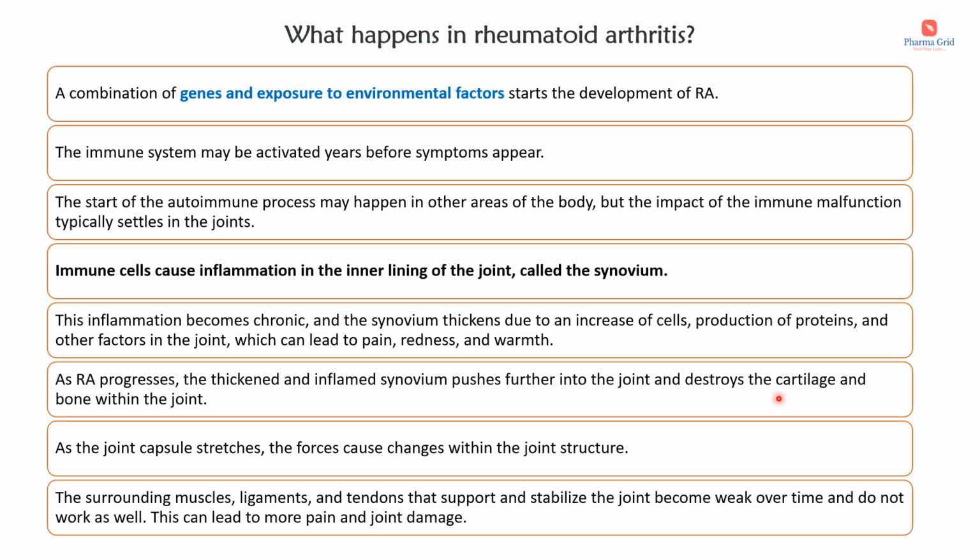So what is cartilage? Cartilage acts as a shock absorber that protects our bones as well as the joints. As the joint capsule stretches, the forces cause changes within the joint structure. The surrounding muscles, ligaments and tendons that support and stabilize the joint become weak over time and do not work as well. This can lead to more pain and joint damage. So these all are the things that will happen in rheumatoid arthritis.